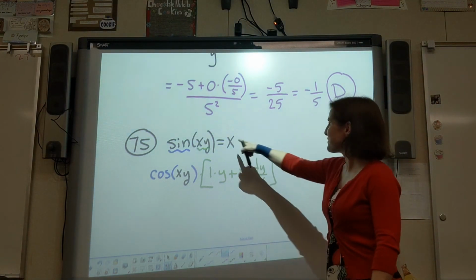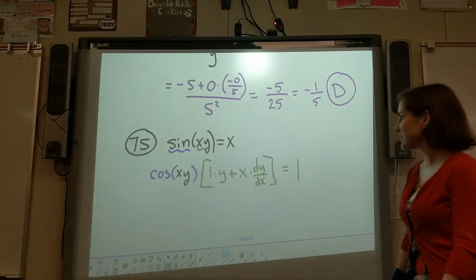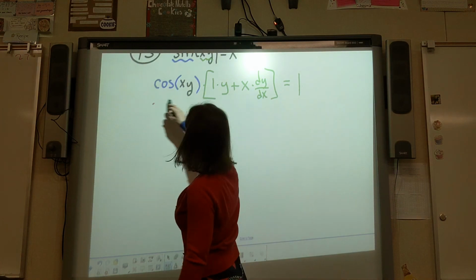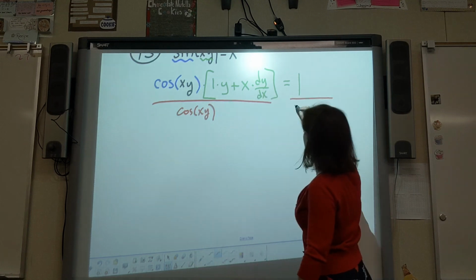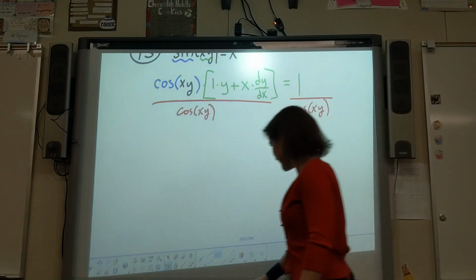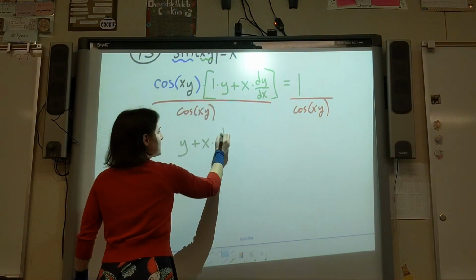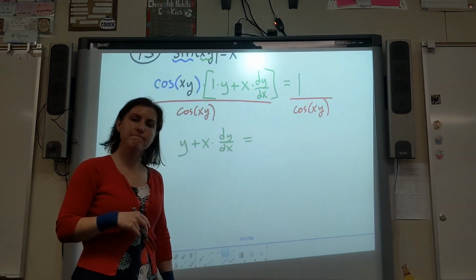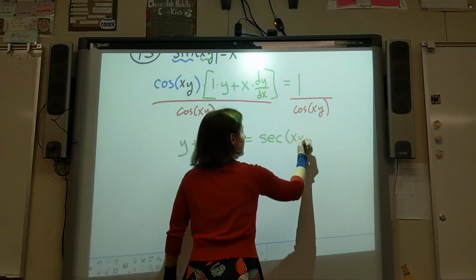Okay. Derivative of x is 1. And I'm supposed to solve that for dy/dx. Well, let's divide by cosine of xy on both sides. Get rid of that multiplication. Divide by the cosine of x times y. Yeah? Okay. 1 times y is just y. So we have y plus x times dy/dx is equal to, what's the reciprocal of cosine? Yeah, secant. Secant of x times y.